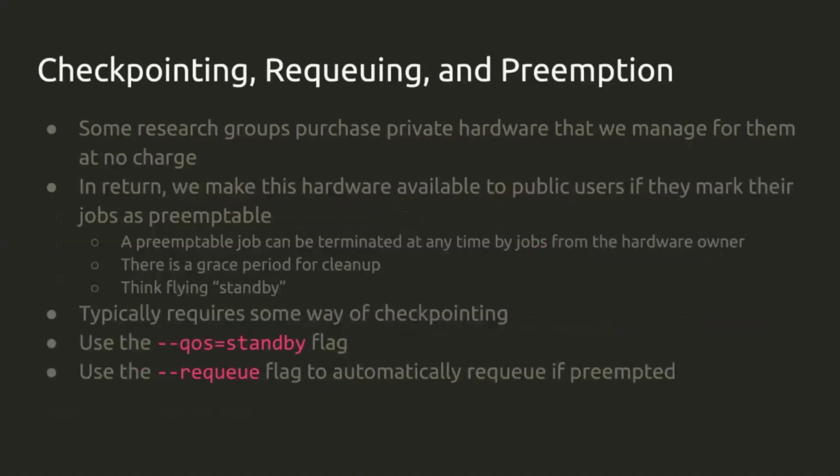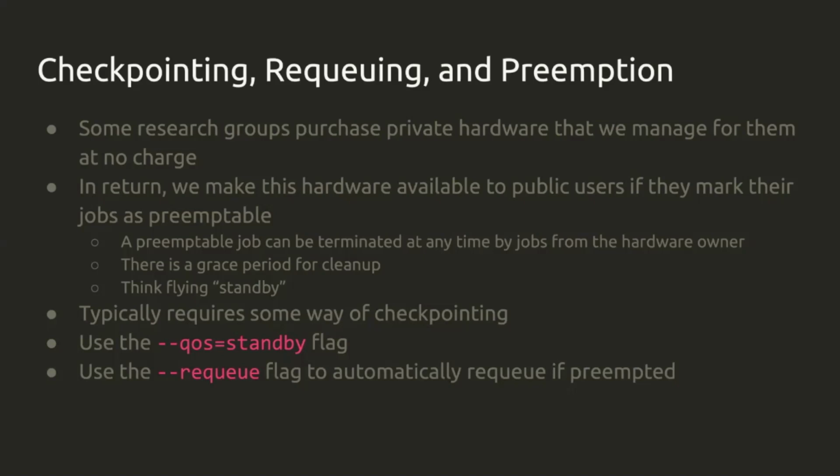So all of this array and dependency stuff can be really helpful as we talk about preempted jobs. So some research groups at BYU will purchase their own private hardware. We'll manage it for them at no charge. In return, they make that hardware available to our public users. So even if you're not part of these research groups, you can actually still run jobs on their hardware. The catch, though, is that your jobs need to be preemptible.